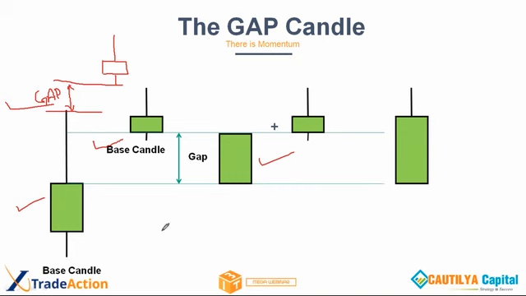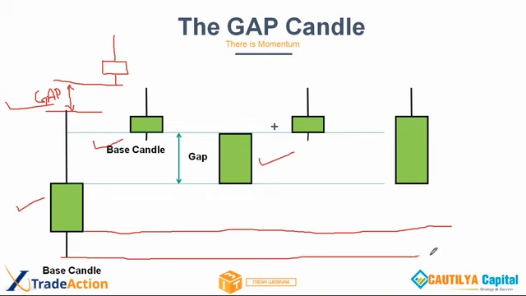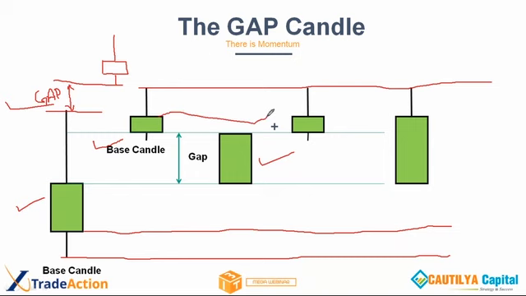Where is the open of the first candle? The open of the first candle is here. The low of the two candles is here. The highest high of the two candles is here. And the close of the two candles is here.